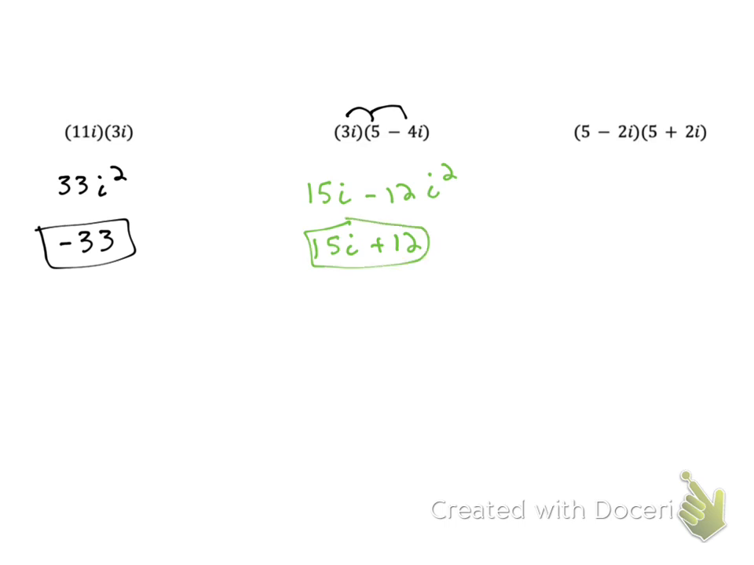And then here we need to FOIL. First, 25, outer, 10i, inner, minus 10i, last, minus 4i squared. So that would cancel. 25 plus 4 gives us 29.